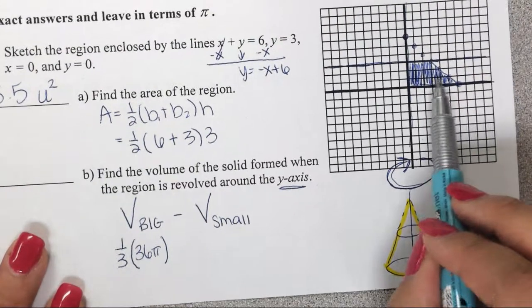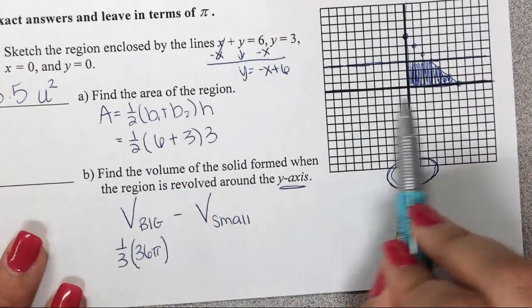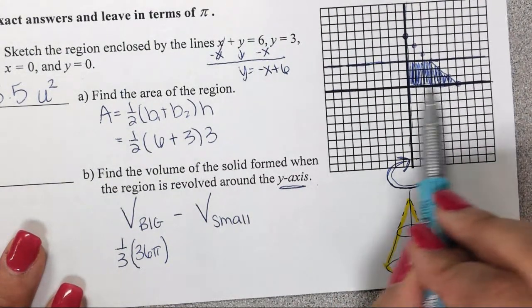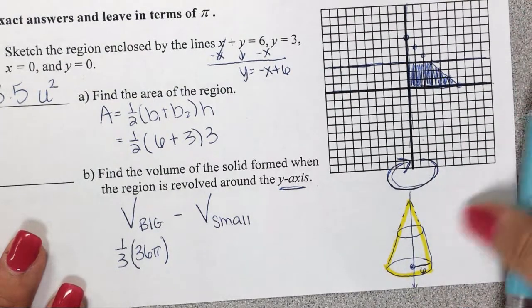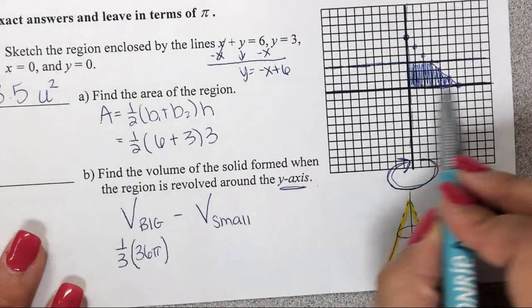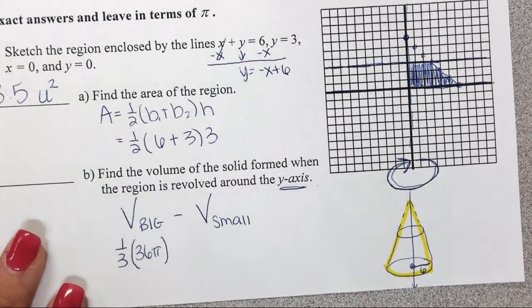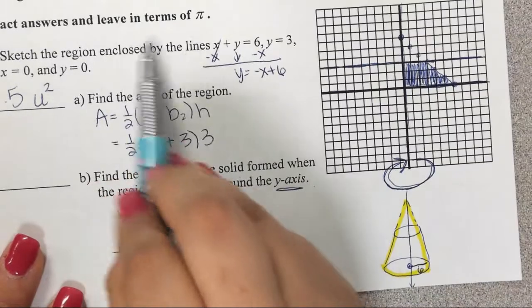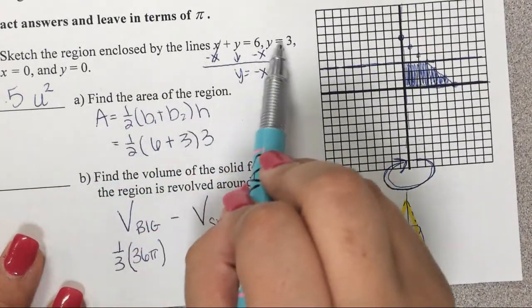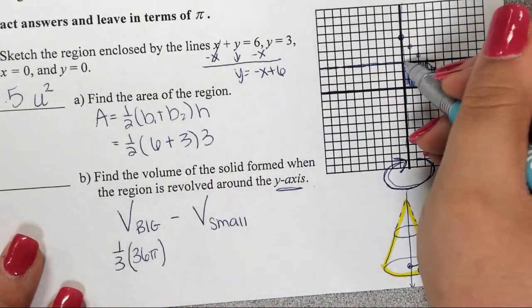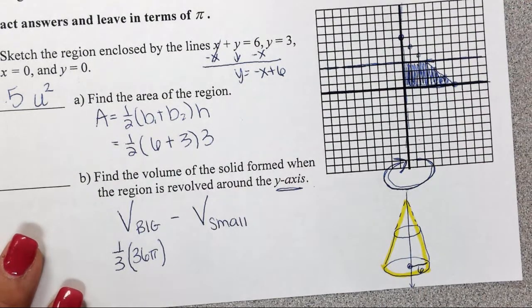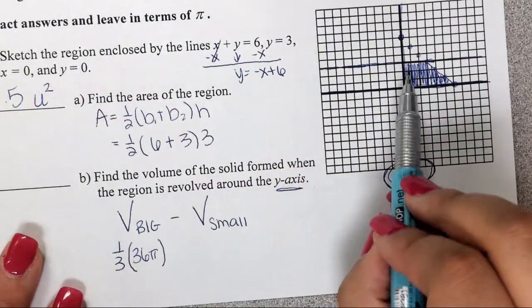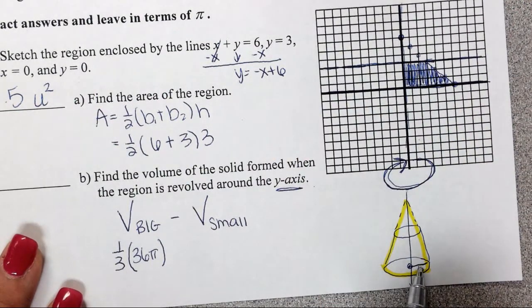Because remember, this cone is going around the entire y-axis. So this right here, remember what we said in the beginning? This right here is my radius. Does that make sense? Okay. Because when I said I wanted these 4 lines, because it included y equals 3, that cut off the top. What's pi r squared? 6 squared is?